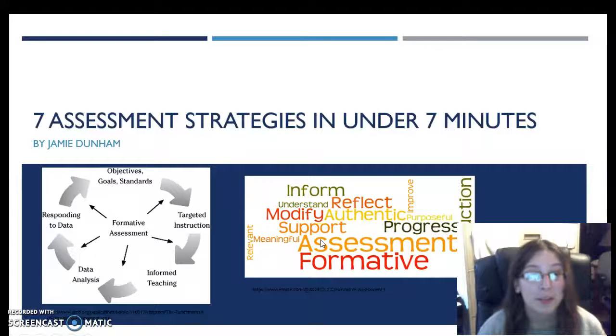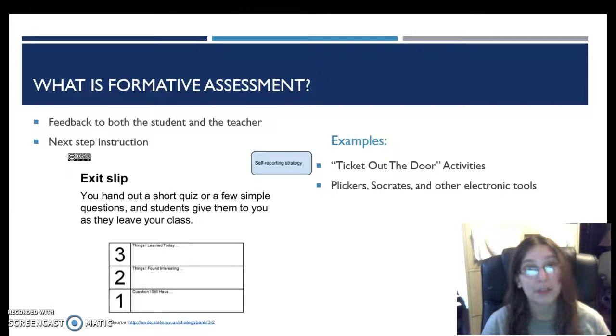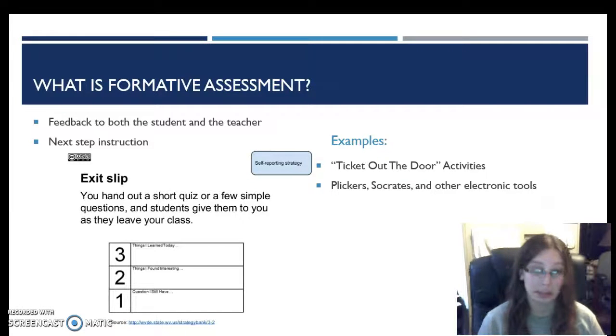Hello, today we're going to be talking about 7 assessment strategies in under 7 minutes. So today's topic is formative assessment. Formative assessment is feedback to both the student and the teacher. It looks at next step instruction. What do we need to do to make sure our students are hitting learning targets and learning objectives?